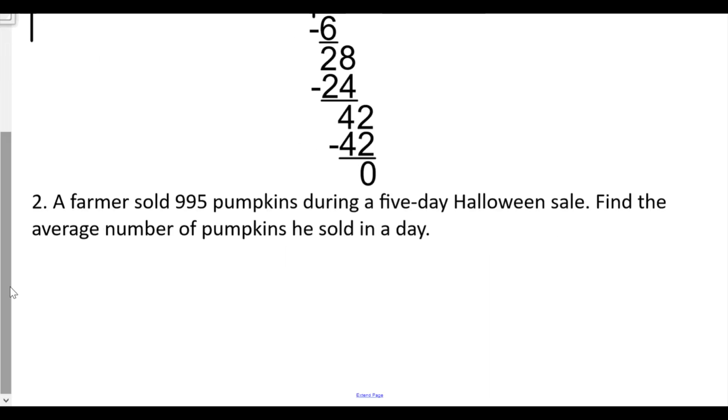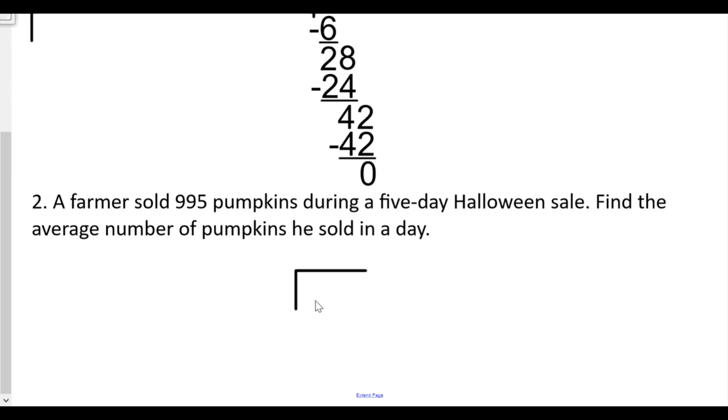The farmer sold 995 pumpkins during a 5-day Halloween sale. Find the average number of pumpkins he sold per day. So go ahead and pause it right here. Let everybody try it on their paper, not on the desk or anything, but on their paper. Go ahead and try number 2. Go. Okay, let's see how we did.